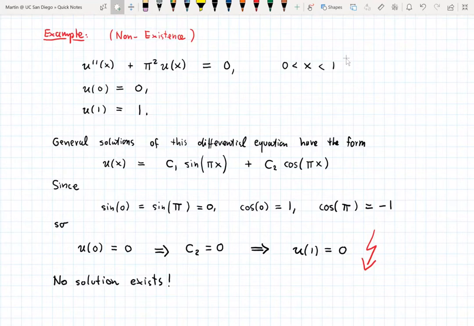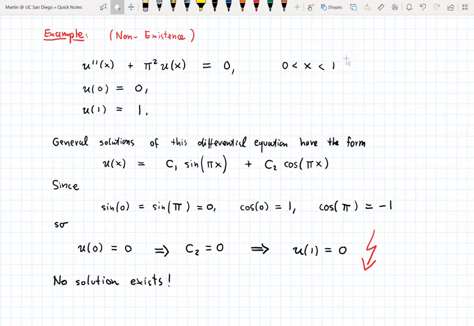So we're going to have a look at a boundary value problem which looks fairly innocent but does not have a solution. We consider the differential equation u prime prime of x plus pi squared u of x equals 0, where x is in between 0 and 1. That is a second-order differential equation, and we impose the boundary conditions u at 0 equals 0 and u at 1 equals 1.